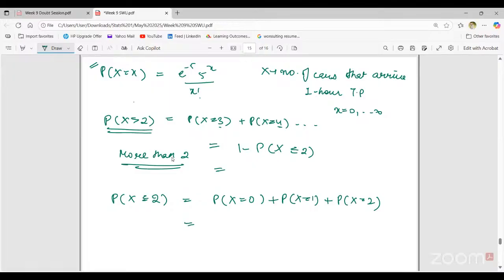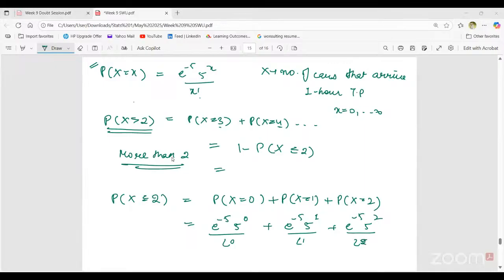Now, x equals 0 will be e raised to the power minus 5, 5 raised to the power 0 upon factorial 0, plus e raised to the power minus 5, 5 raised to the power 1 upon factorial 1, plus e raised to the power minus 5, 5 raised to the power 2 upon factorial 2. Correct? Okay.